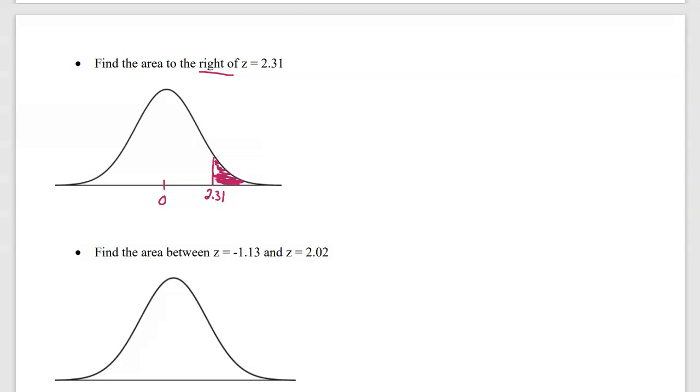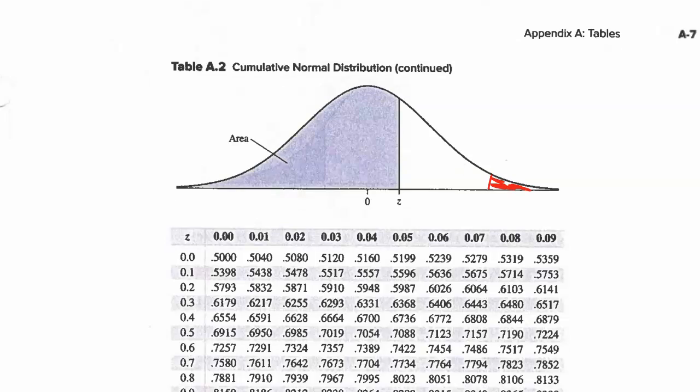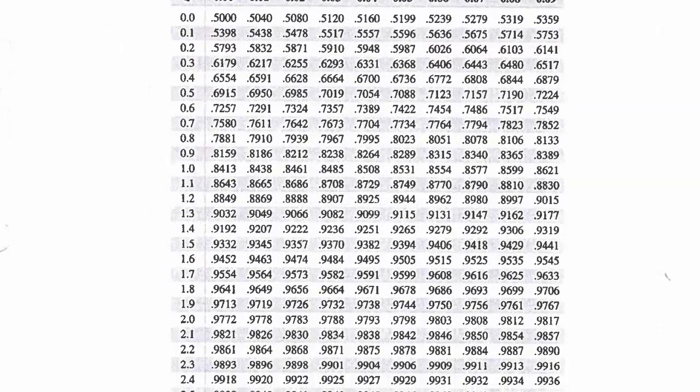So I can go ahead and look up 2.31. So I'm going to scroll on down. 2.3 and 1. And if you remember, the first column is 0, 1, 2, 3, 4, 5, 6, 7, 8, 9. So 0, 1. That's a 0.9896.